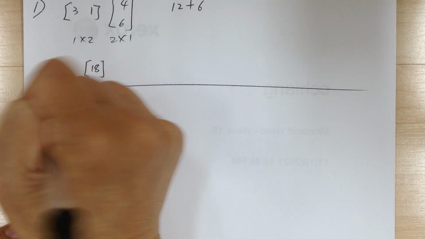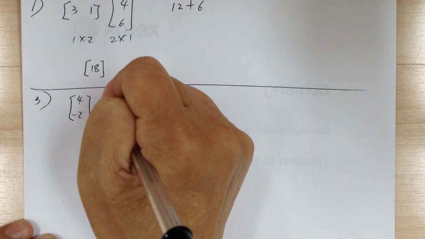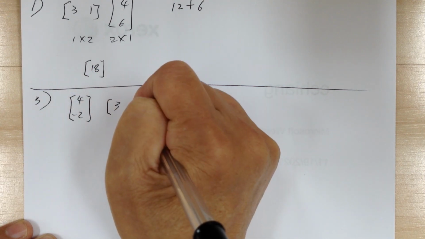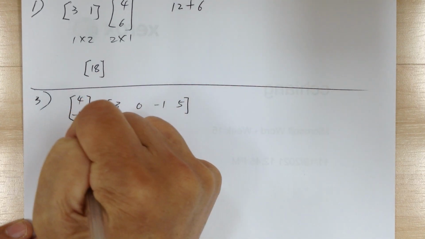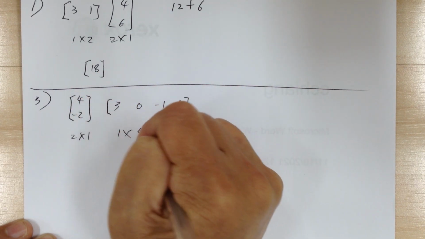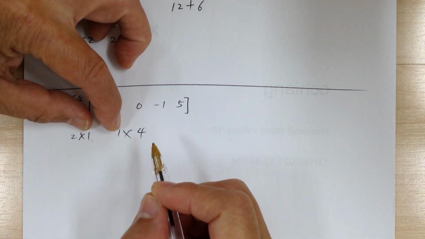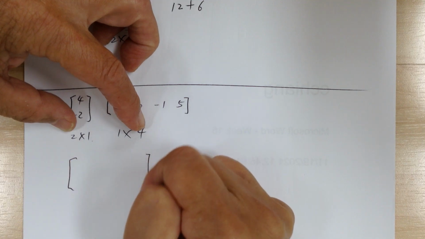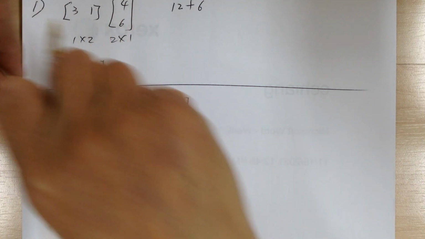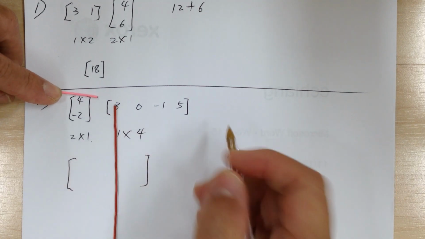Okay, let's go to number 3. So you've got [4, negative 2] times [3, 0, negative 1, 5]. This is 2 by 1 and this is 1 by 4. So yes, they match. The inner numbers match, which means you can multiply, and your answer would be 2 by 4. Again, you have to do the row times the column, so it would be 12.